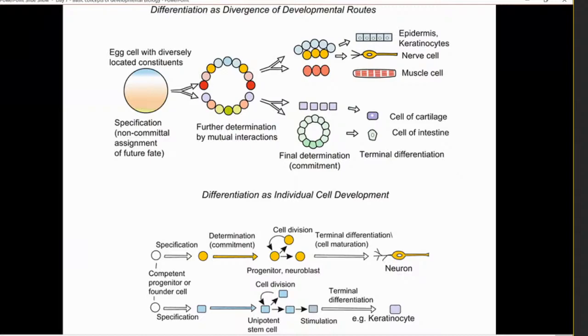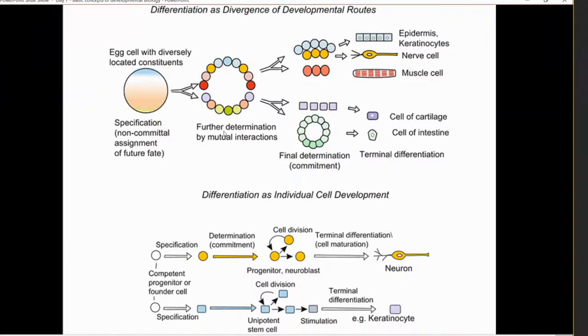Okay, in the first image, one cell has diversely located constituents. These constituents are determined by mutual interaction. This region interacts with the same cell, but this colored region interacts with the same region: the white region interacts with the white region, the blue region interacts with the blue region. This kind of process happens for the determination.